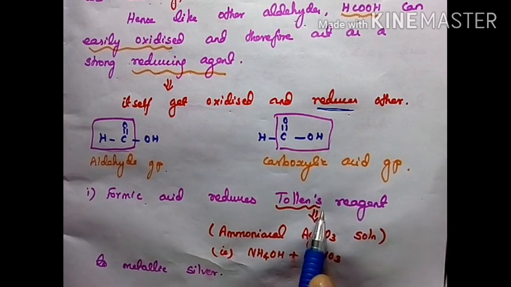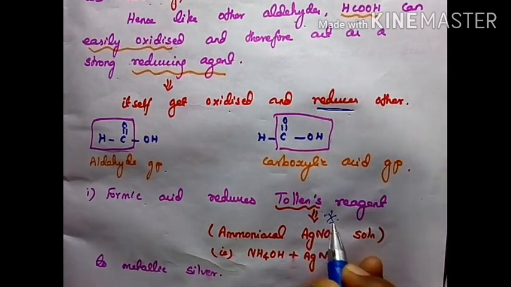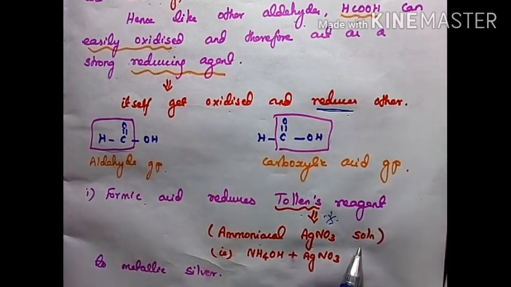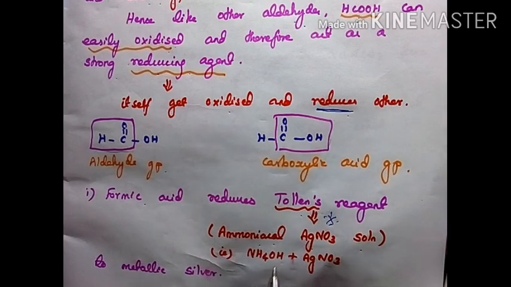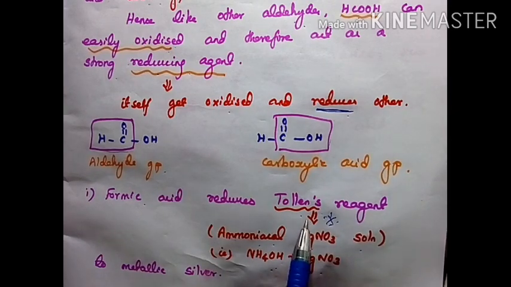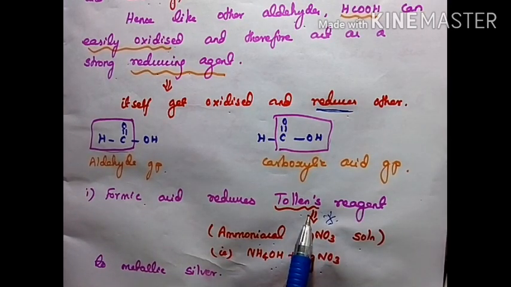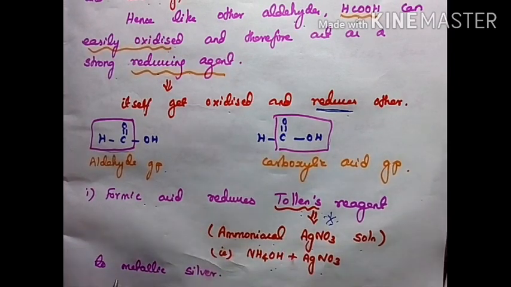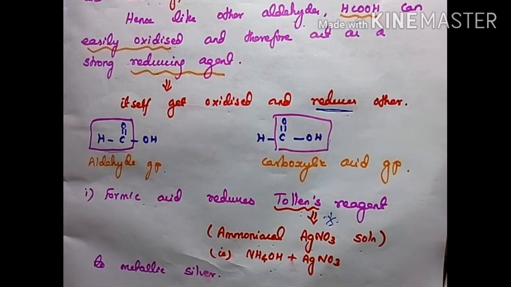First, Tollens reagent. What is Tollens reagent? Important, one word: Tollens, ammoniacal silver nitrate. Ammoniacal means in the presence of ammonium hydroxide. Ammonium hydroxide and silver nitrate mixture is called Tollens reagent. What happens? This formic acid reduces the Tollens reagent to metallic silver.